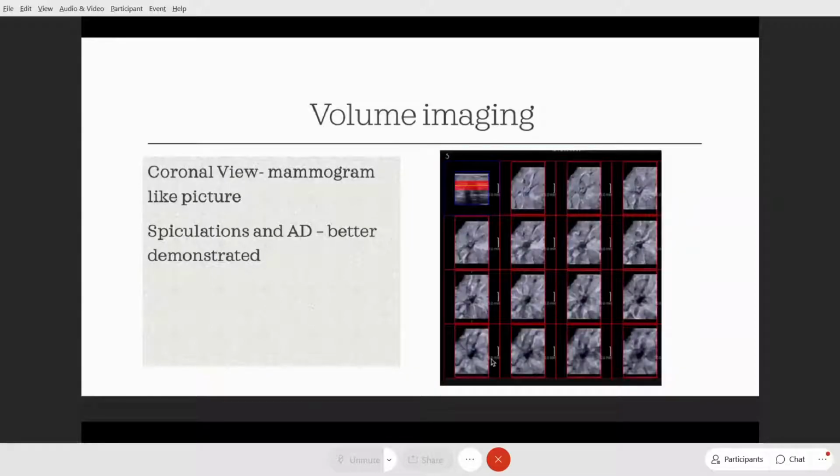And we also have tomographic slice-like imaging, so we can walk through the slices in any plane because we acquire a volume of that particular area, and hence we can get beautiful depiction of architectural distortions which is hardly or never appreciated on the 2D image.